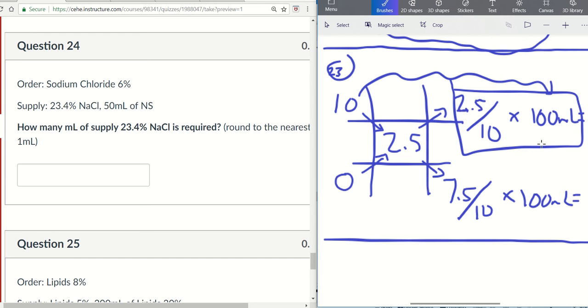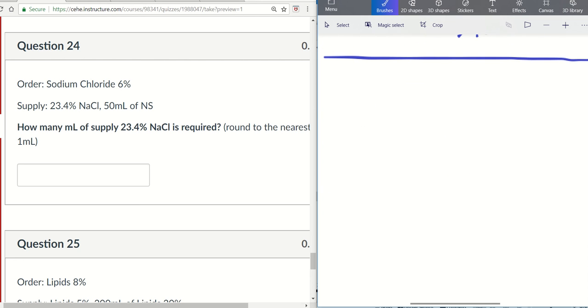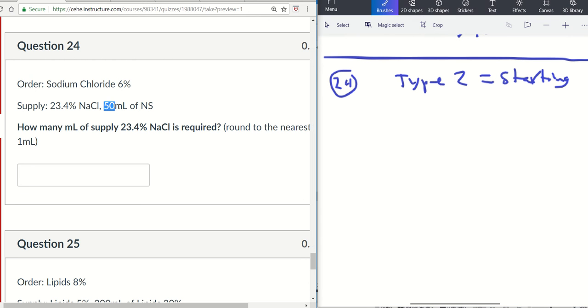All right, 24 and 25 is your last time seeing alligation type 2. So in alligation type 2, you're given a starting amount. So you've got to use that starting amount. So for 24, we're starting with 50 mLs of NS. So just keep that in mind.